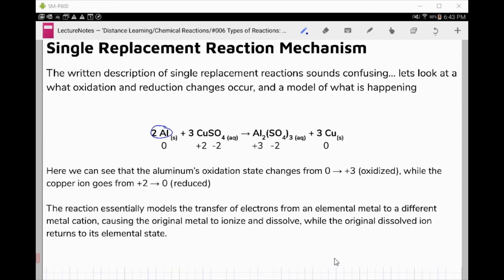But our copper sulfate here, we have copper(II) sulfate. So that means that the copper is going to have that 2+ charge, sulfate's a 2-. That's what makes it electrically neutral. But at the end of this, we're forming a new compound, aluminum sulfate.